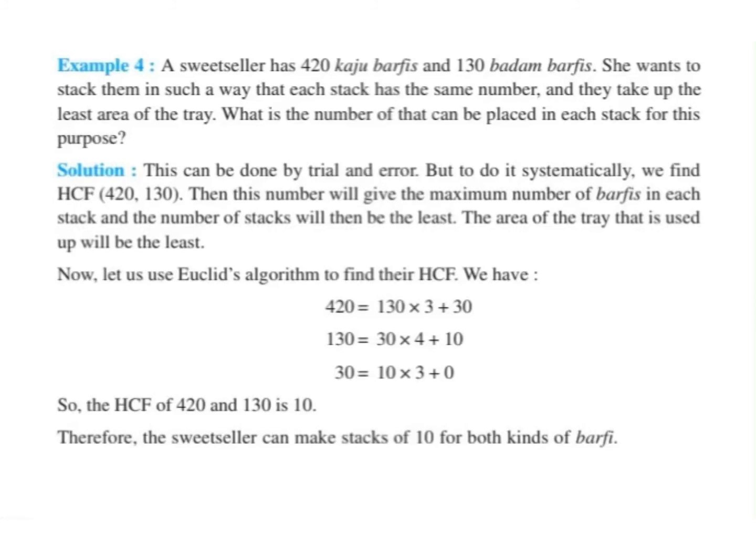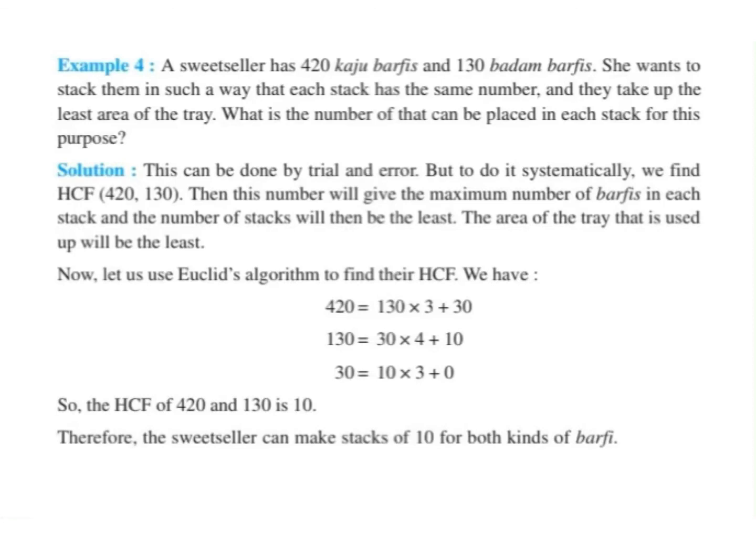It can be done by trial and error method, but if we want to do it systematically, we should find HCF of 420 and 130. Why? Because this number will give you the maximum number of burfis in each stock, and the number of stocks will then be least, and the area of the tray that is occupied will also be least. So we'll take HCF of 420 and 130.